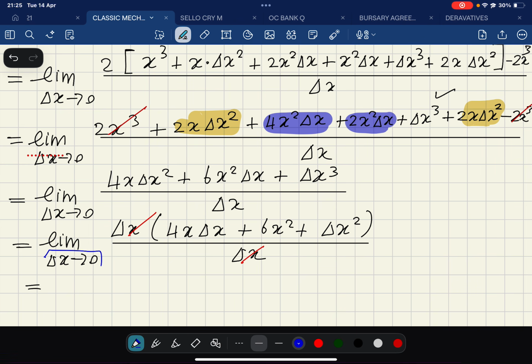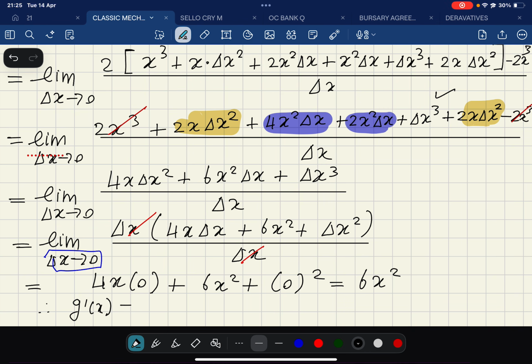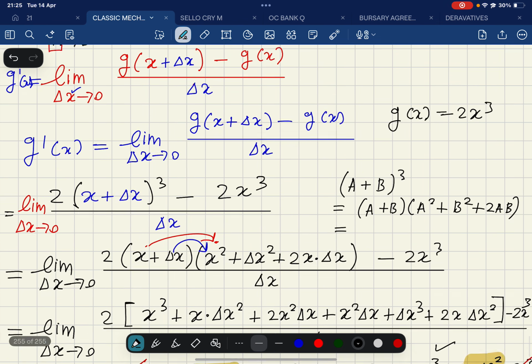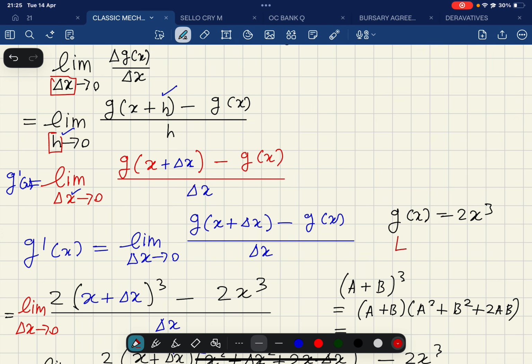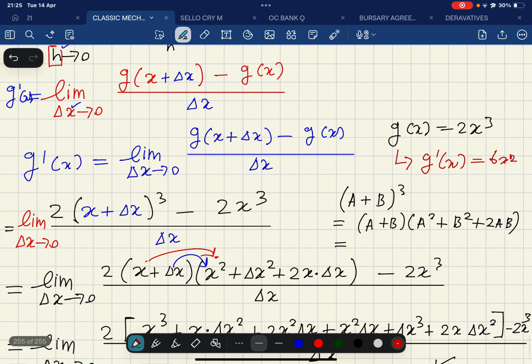Then now I can substitute my limit here, which means when I substitute the limit, I leave the 0, I leave alone the limit. I will have 4x, where this change in x I put 0, plus 6x squared plus, where I see change in x squared, when I put 0, it is equal to 6x squared. So which means therefore the derivative of g of x is 6x squared. You can prove that one here, which means our g prime of x is equal to 6x squared. From there you are done.